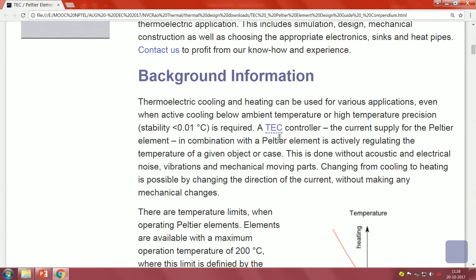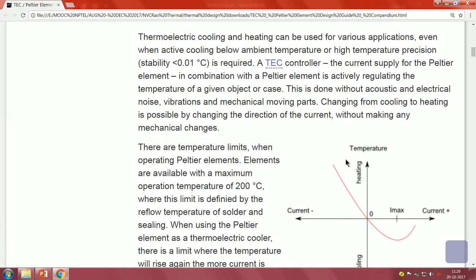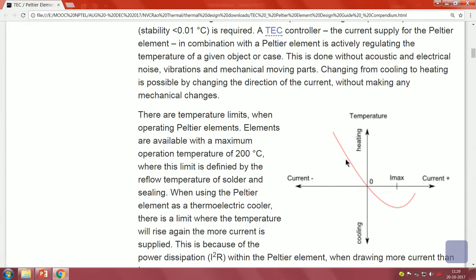So we have the thermoelectric controllers, thermoelectric cooling, in combination with the peltier element, actively regulating the temperature of a given object or case, done without acoustic and electrical noise, vibrations and mechanical moving parts. All other things you have seen, including the heat pipe, end up with vibrations and acoustic noise. It may not be directly observable, but that bubbling is not a very comfortable thing. If you know that something is bubbling inside, you know what it is. So it is not a tummy growling, but some mild noises.